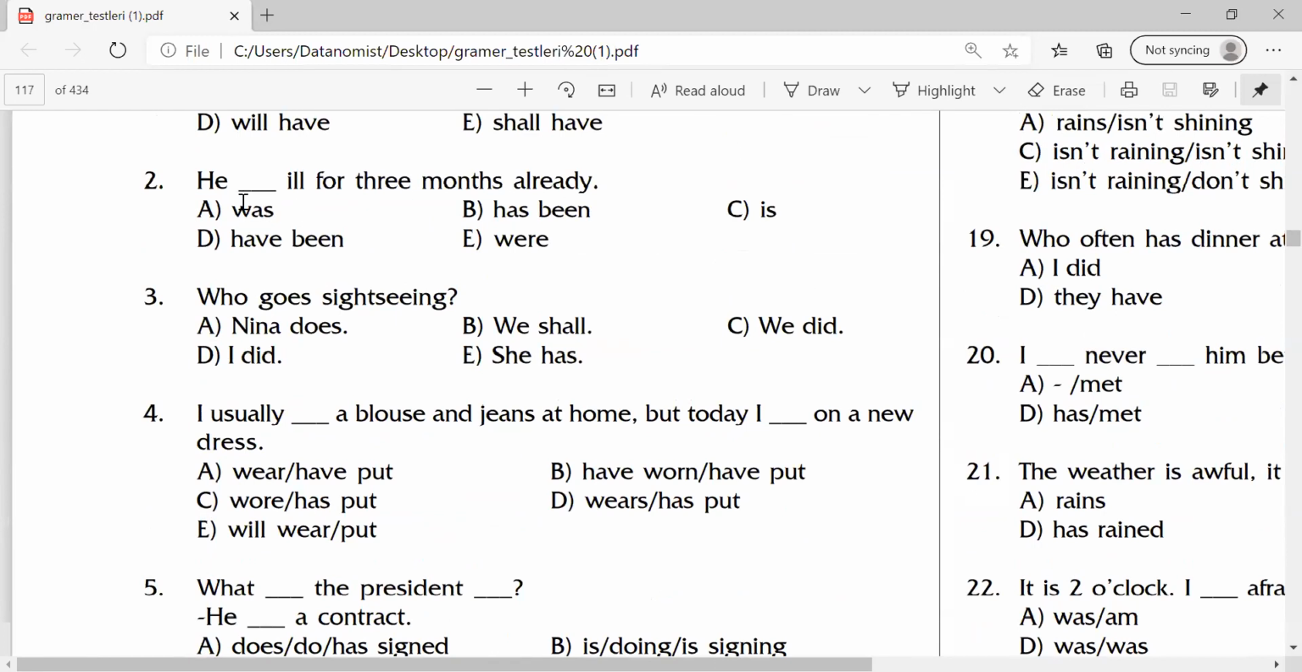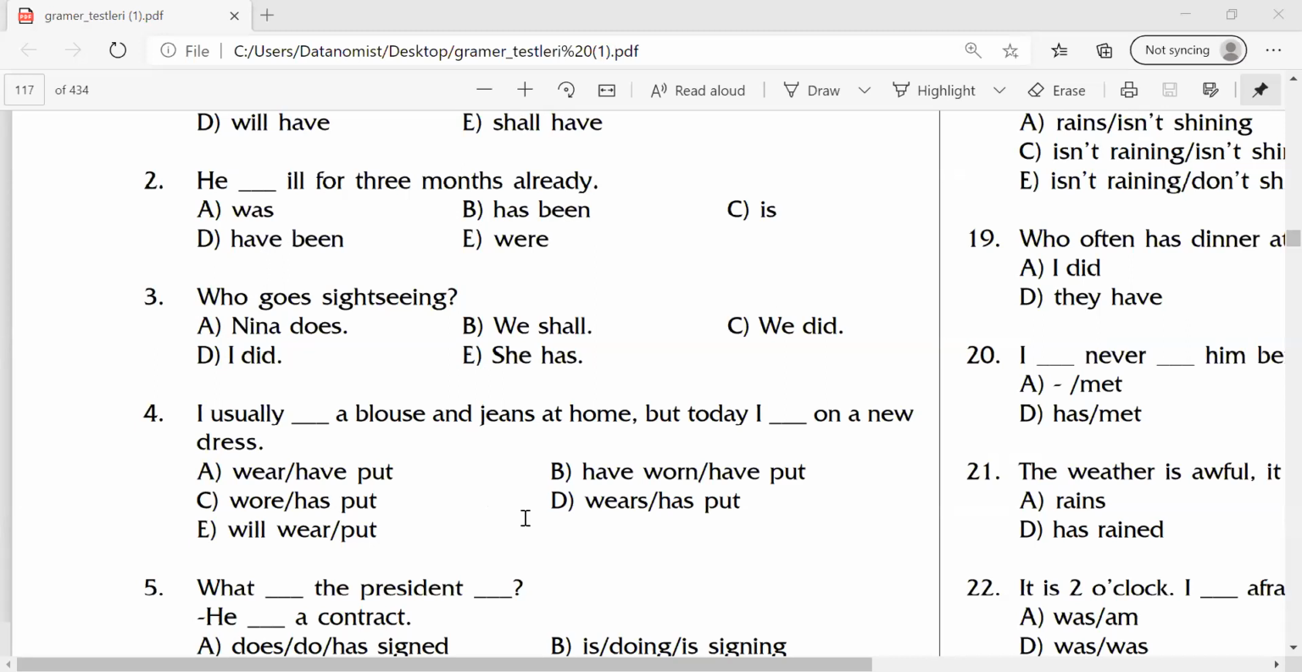Look at the second one, guys. He has ill, sorry, he dash ill for 3 months already. So you're supposed to give me the blank here. Now, where is the time indicator? Time indicator is for 3 months. Okay, for 3 months. Very good. Okay, so he is there. So I cannot go with this. So has been. He has been ill for 3 months already. Okay, then I'll come back to that.